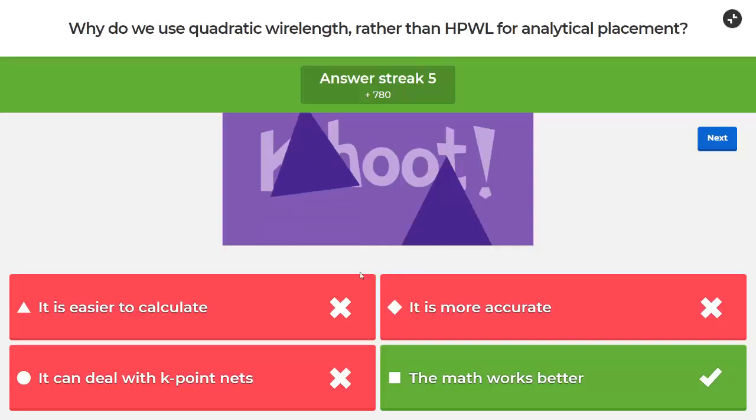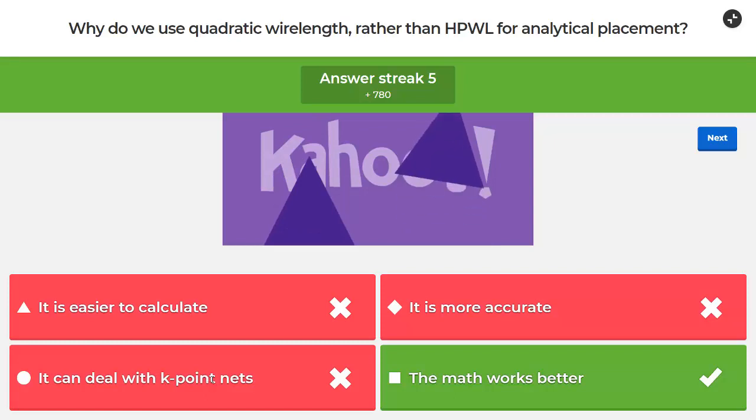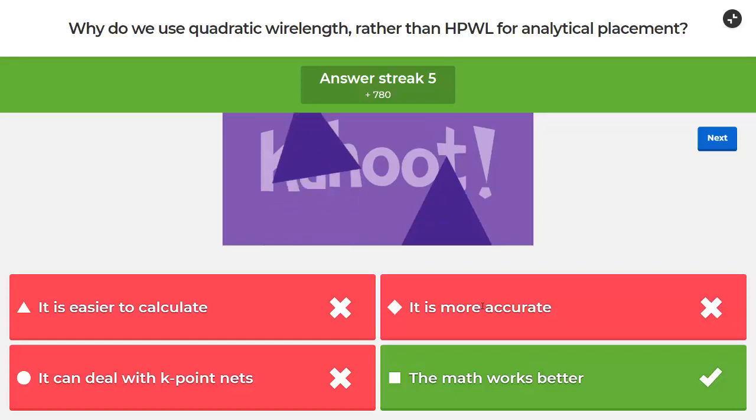So going back to the Kahoot answer, is it easier to calculate? The answer is no. It can deal with k-point nets, yes, but HPWL obviously can deal with k-point nets. Is it more accurate? No, it's just a different way to estimate our wire length. We don't know which one is more accurate. We could do a study on it, and I'm sure there have been many, but I can't say out of the box that it's more accurate. But the reason we do it is because the math works better.